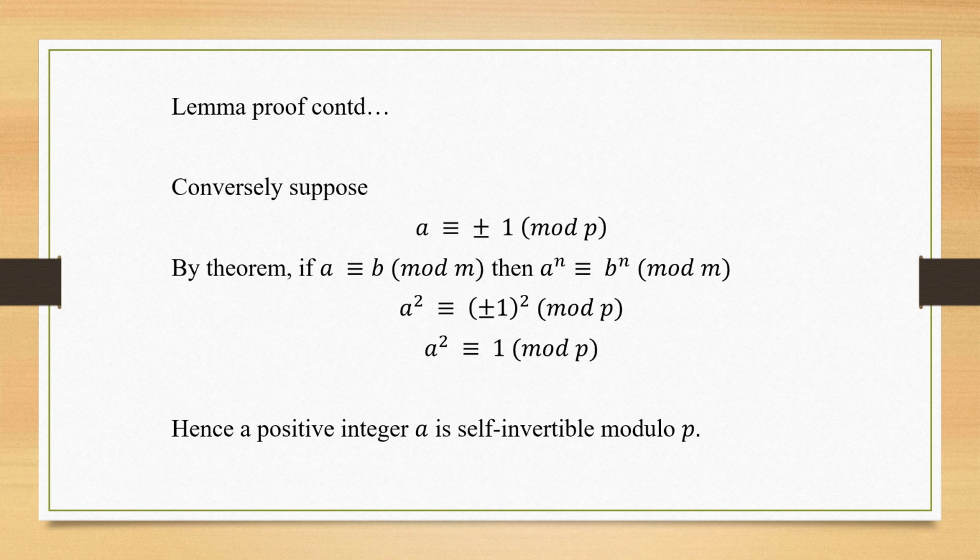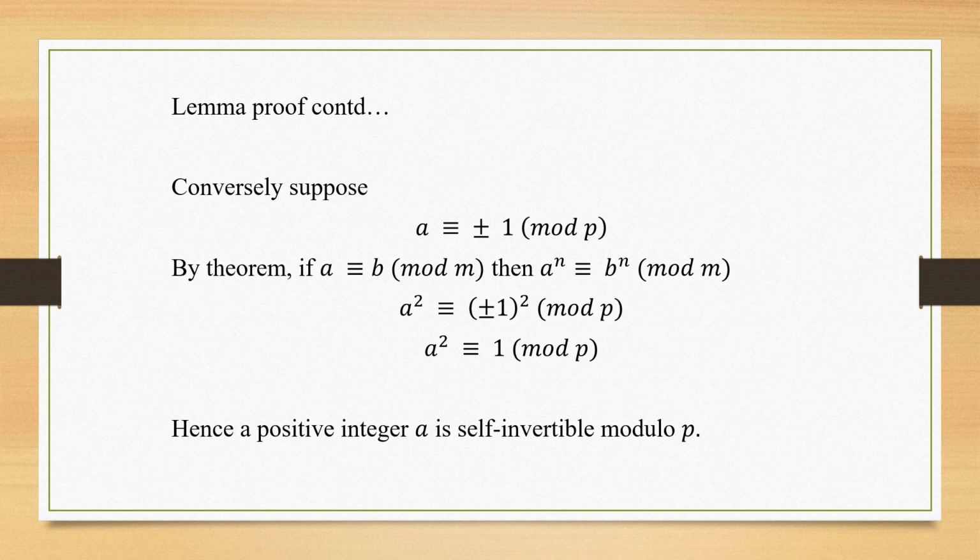Now the result is proved. Hence, a positive integer A is self-invertible modulo P. This is how I took up the proof. The proof of the lemma is very easy. First, we assume A is self-invertible and prove A is congruent to plus or minus 1 mod P, and vice versa.